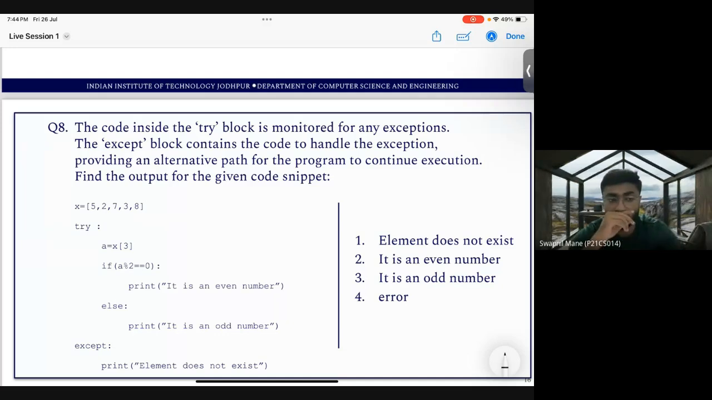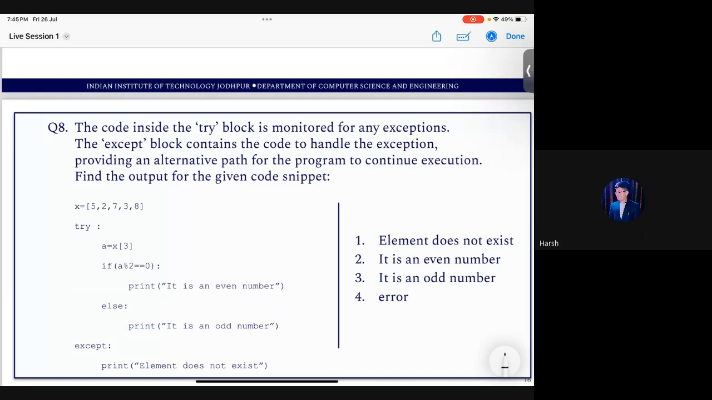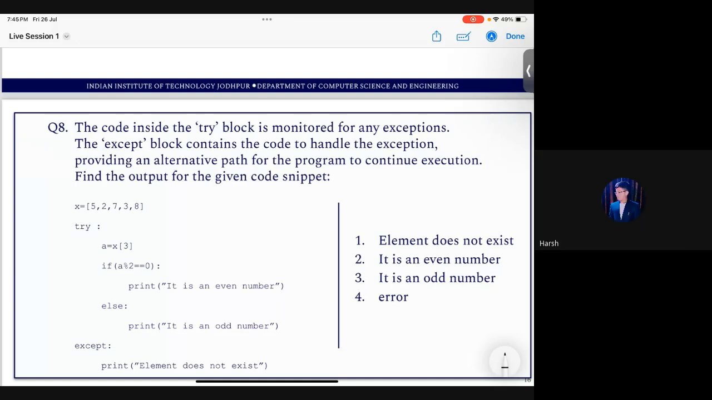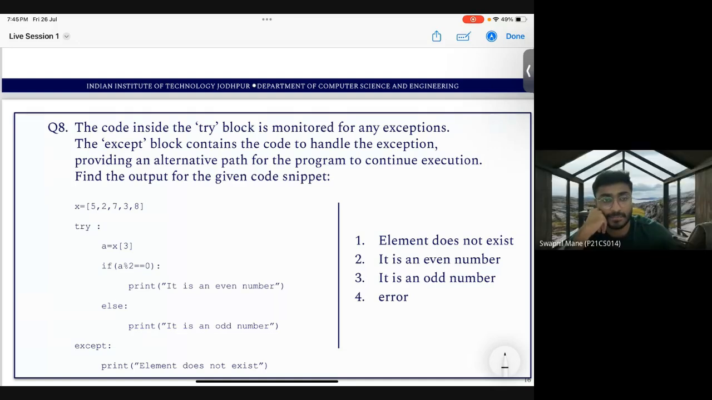First of all, tell me what is the value of A here. 3, sir. Yeah, the indexing starts from zero actually, it's not from one. Right, based on that the value of x is 3. So 3 is passed, then 3 modulo 2 is not equal to zero. Then it goes to the else, and straightforwardly it is an odd number, right?